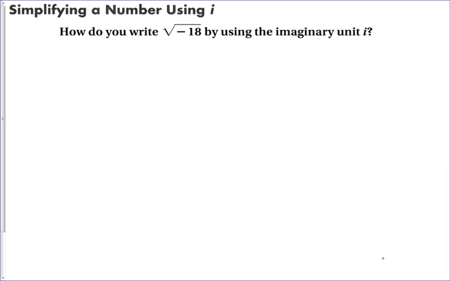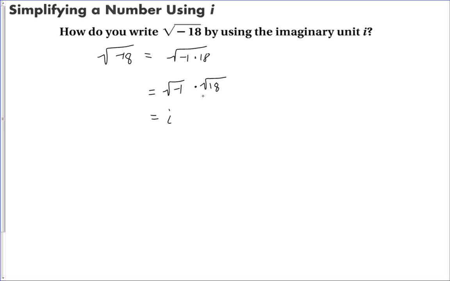Simplify a number using the imaginary unit i. So how do you write the square root of -18 by using the imaginary unit? Well, it's actually fairly simple. We know that the square root of -18 equals the square root of -1 times 18. This can be broken apart into the square root of -1 times the square root of 18. And we know, of course, that the square root of -1 is i.